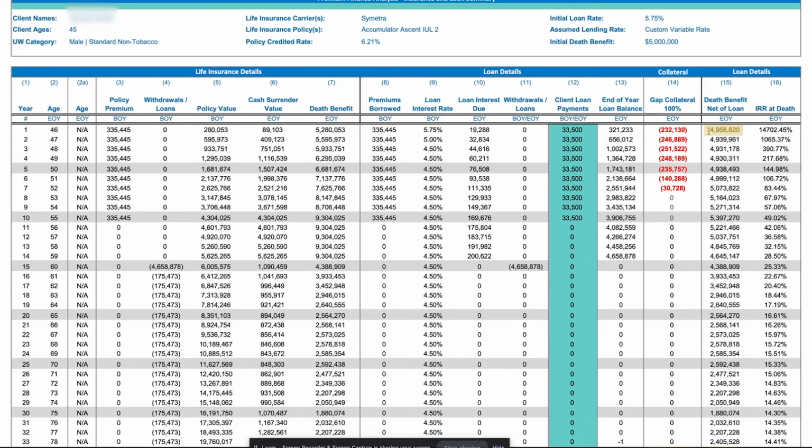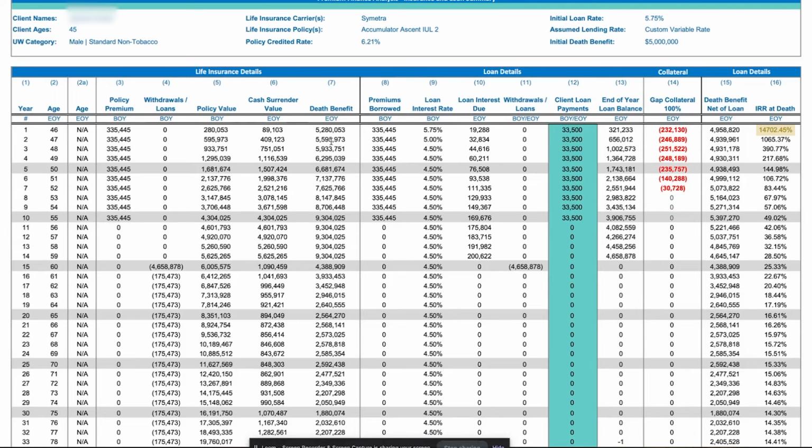Now, the column 15 net death benefit is taking column 7, the death benefit plus the policy value, that $5.28 million, minus the outstanding loan balance in column 13 of 321. 5.28 minus 321 is $4,958,000, income tax-free, estate tax-free if structured properly, to your beneficiaries. And if you died in year 1, that's a 14,000% IRR, based on the amount of money you've paid out of pocket.